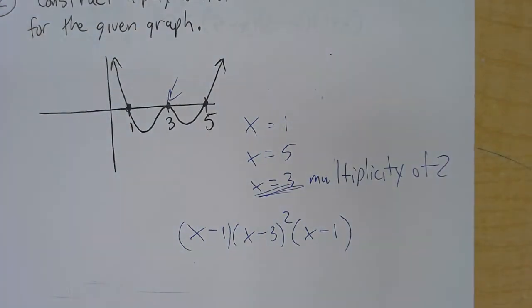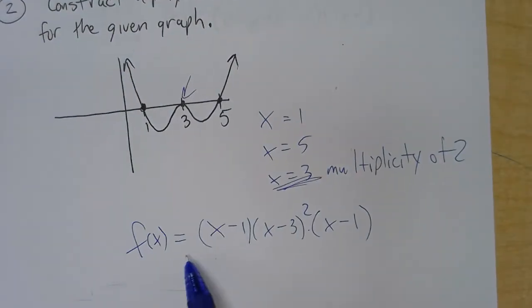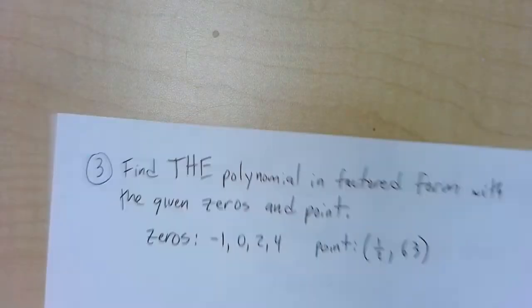So when you see that bounce, that's a multiplicity situation. Now, there could be a different number here in front. We need another point to figure out whether there's a different number in front. So that's what this question is about. What is that number in front?